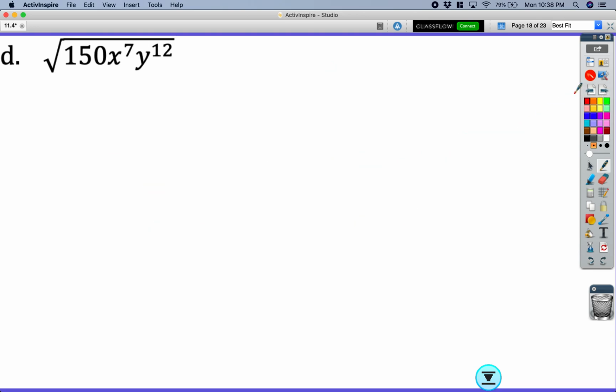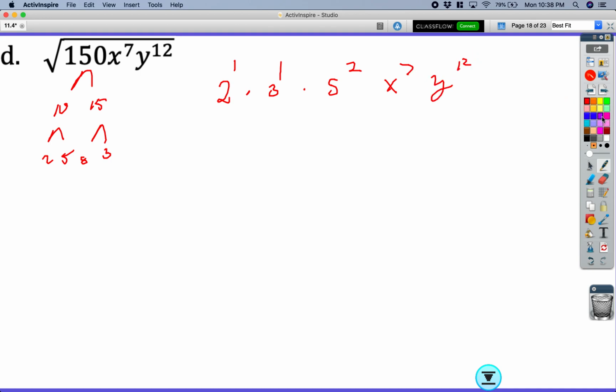All right, just a handful more. So let's go ahead and look at letter D. This would go ahead and break it down to 150 would be 10 and 15, 2 and 5, 5 and 3. And so then I have my factors of just 2 to the first times 3 to the first times 5 to the second, x to the 7th, y to the 12th. And what we're going to do is just divide all these by 2.